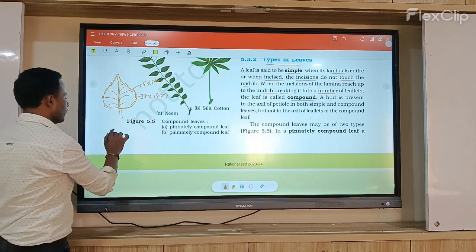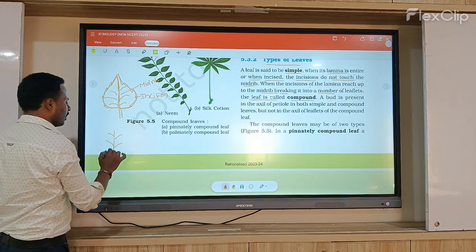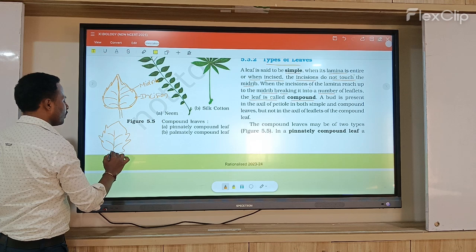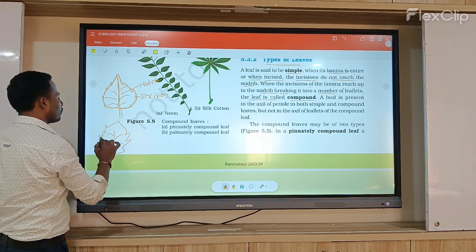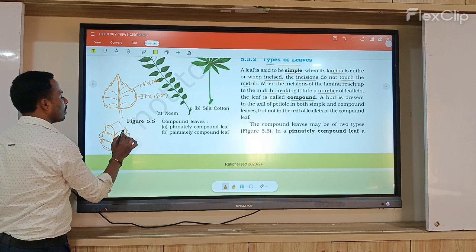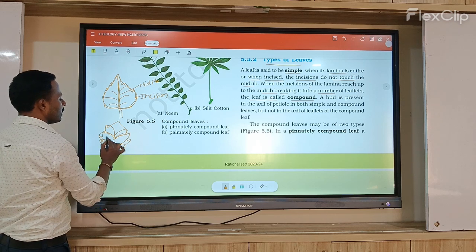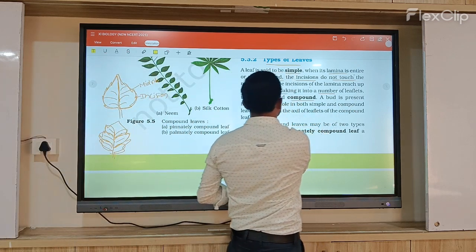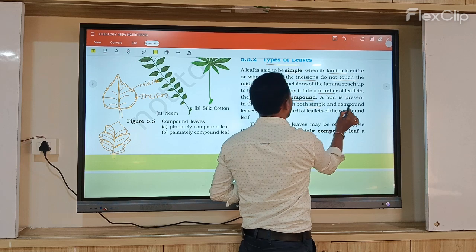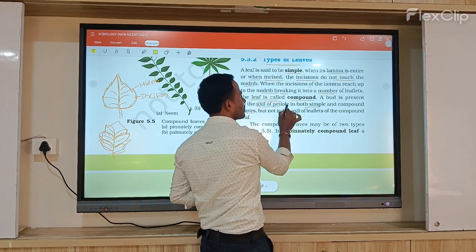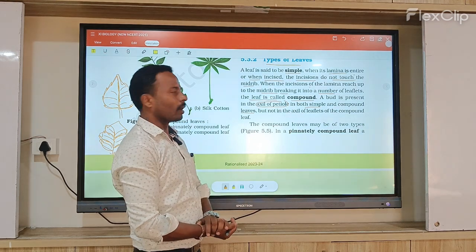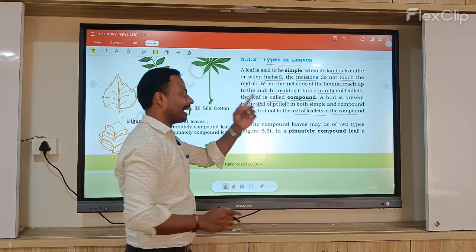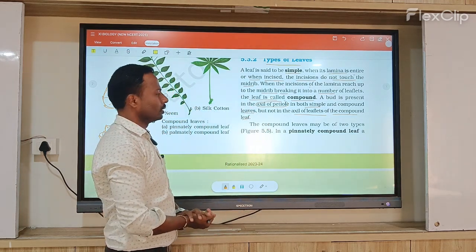If the incisions touch the midrib and form a number of leaflets, that is called a compound leaf. See, this is a compound leaf. This is a simple leaf. This is a compound leaf. A bud is present in the axil of the petiole in both simple and compound leaves. But it is not present in the axil of the leaflets of a compound leaf.